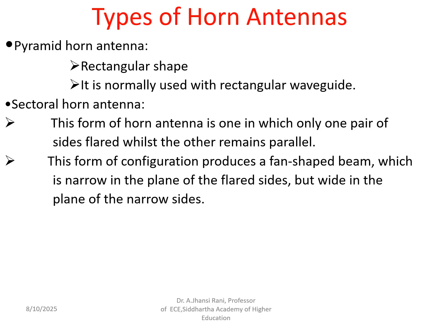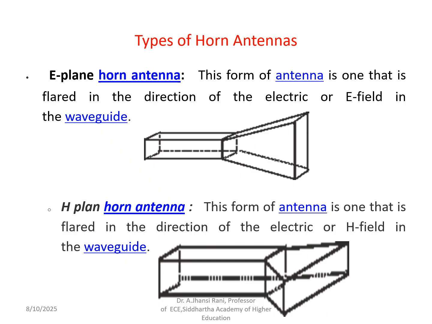H-planes will not be flared out. This form of configuration produces a fan-shaped beam which is narrow in the plane of the flared sides but wide in the plane of the narrow sides. You can see the structure of E-plane and H-plane antennas.